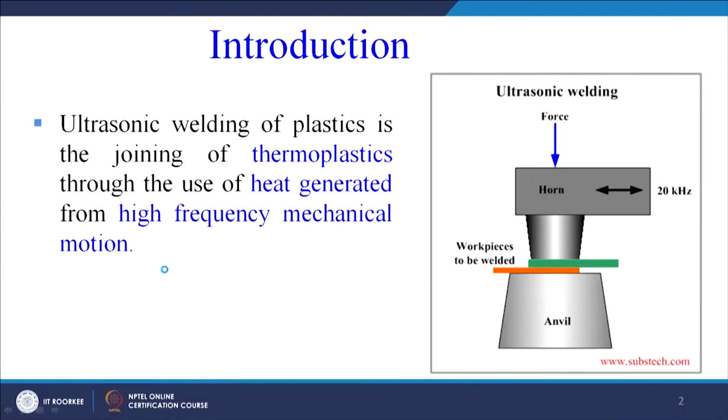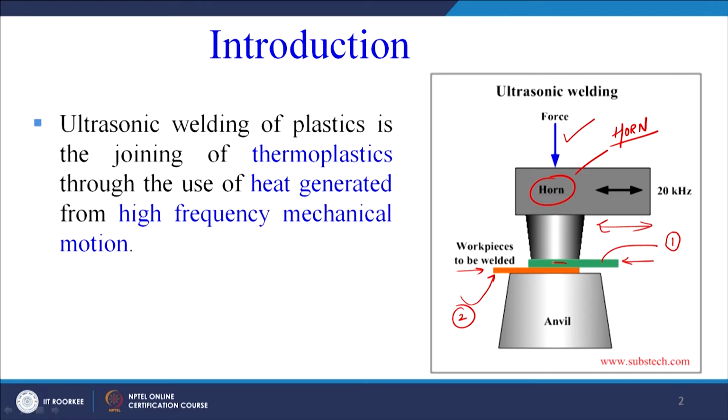So let us see, this is a very simple diagram on your screen. Here we can see this is a horn. If it is not clear, I can write it again. This is the horn, which is given a vibration at ultrasonic frequency. We can see the force is applied here. So basically this load will ensure the two parts are in contact. Now what are the parts that we are joining? This green portion is our first part, and the orange portion is our second part. So these are the two adherents that we want to join together.